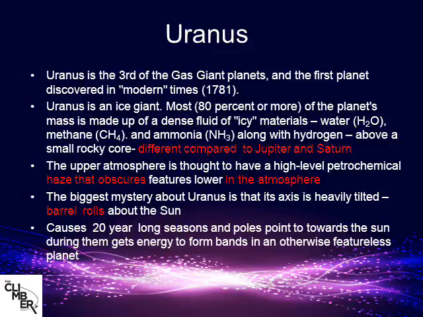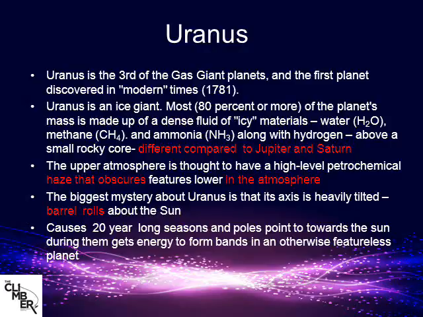Due to Uranus being farther away from the Sun, its temperature is too low to produce the chemical reactions which can produce surface features like Jupiter and Saturn. In addition to this, the upper atmosphere is thought to have a high-level petrochemical haze that obscures features that are lower in the atmosphere, which is why we do not know much about Uranus.